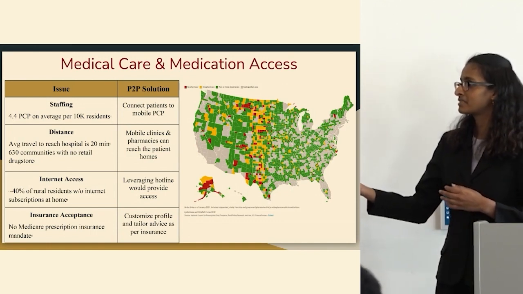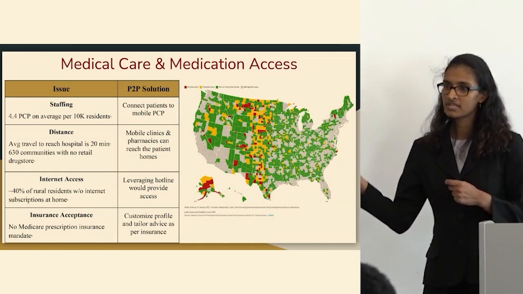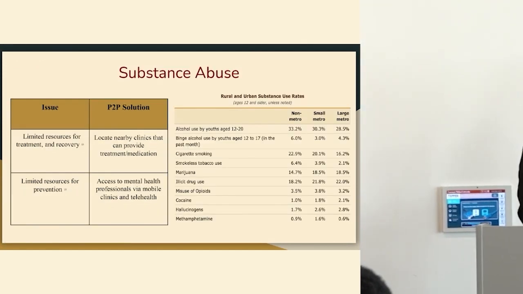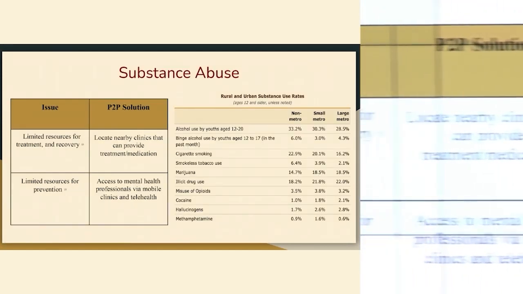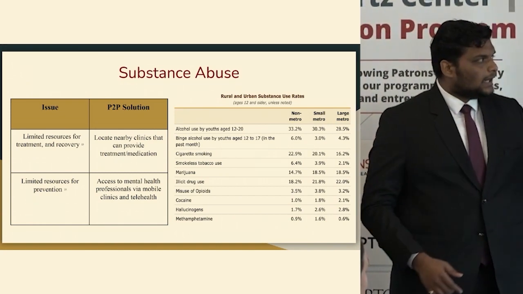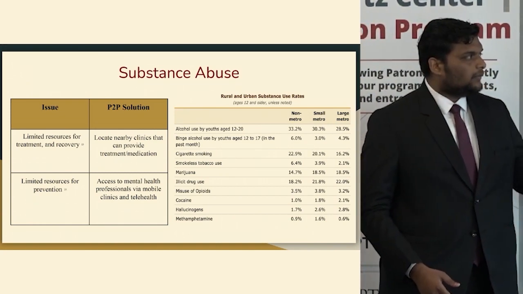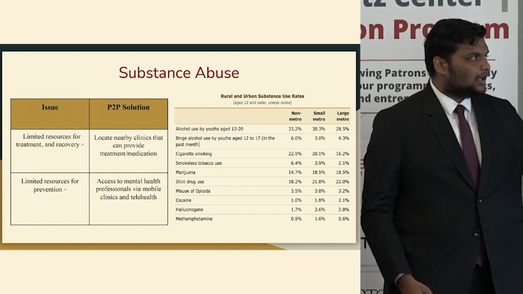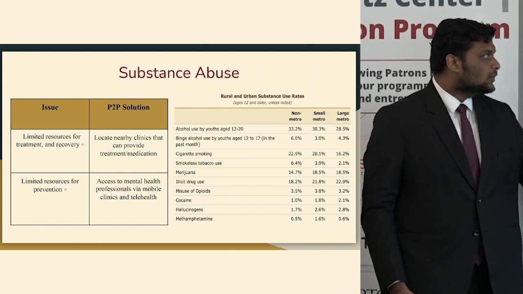And now I'll pass it on to Sal, who will talk about our substance abuse issue for our community. Right. So, substance abuse is the continued use of alcohol and illegal drugs. On the right side, you can see the chart where rural areas have a high percentage of substance use.